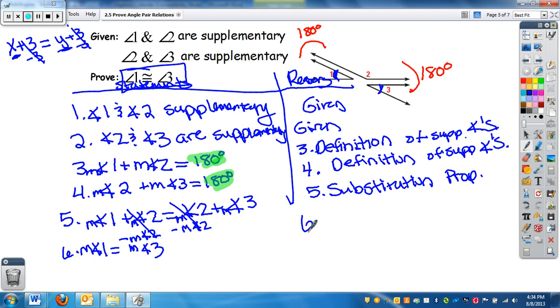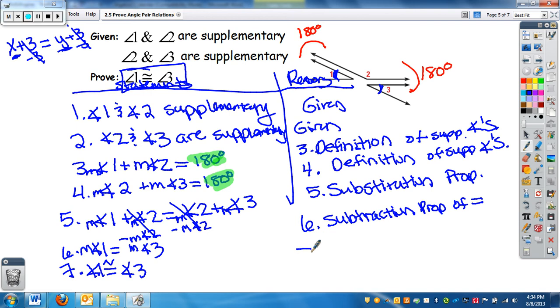Well, why could I do that? That was the subtraction property of equality. Alright, so close. Notice I have equals. I need congruent. Well, equals means congruent, so I can take away my m's and put a congruent sign. Angle 1 is congruent to angle 3. If they're equal, then they are congruent. And why do I know that? That's the definition of congruence.